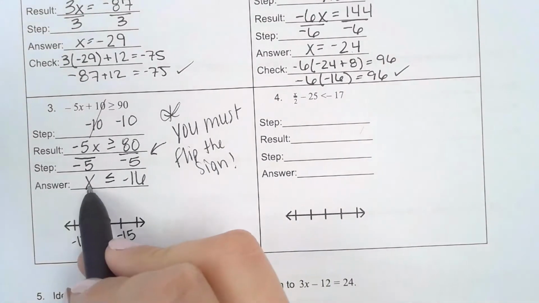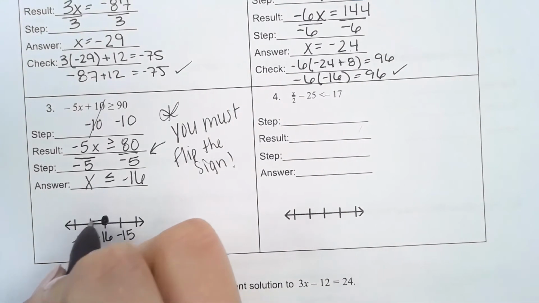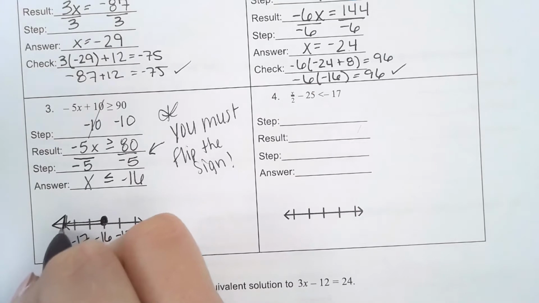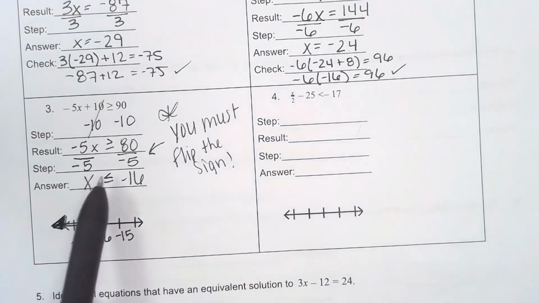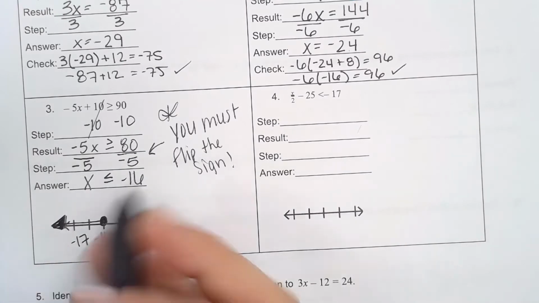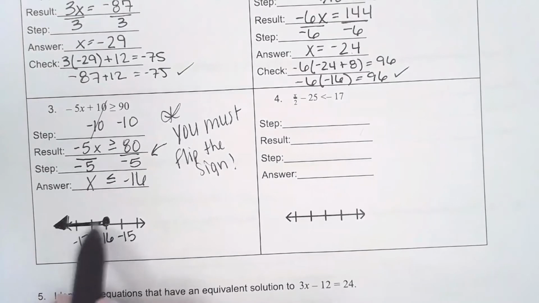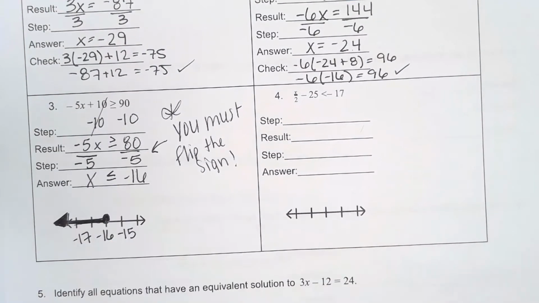And if we want all numbers less than or equal to negative 16, you're going to point your arrow to the left, because all numbers less than negative 16 are negative 17, negative 18, negative 19, and so on. Any number that we plug in that's to the left of negative 16 on the number line would make that statement true.